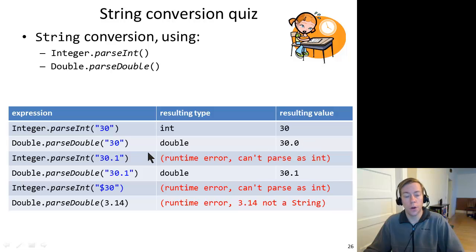But no fair trying to convert 30.1 using parseInt. 30.1 can't be converted to an integer because it would lose information. That's a runtime error.